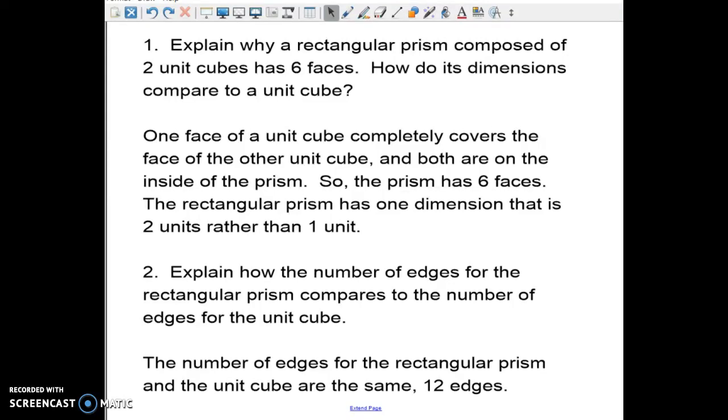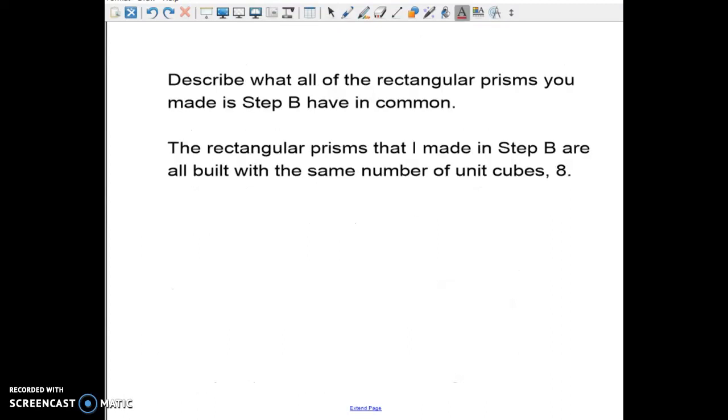Okay, so if you're watching this, you probably need to stop your recording and get those 2 things recorded. Okay, so then number 3, describe what all of the rectangular prisms you made in step B have in common. The rectangular prisms that I made in step B are all built with the same number of unit cubes, 8.